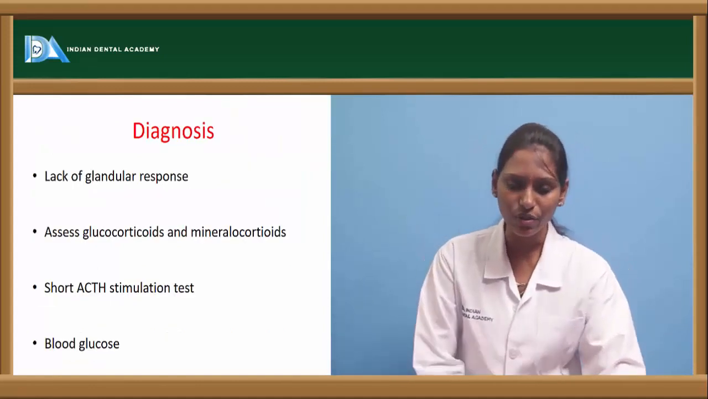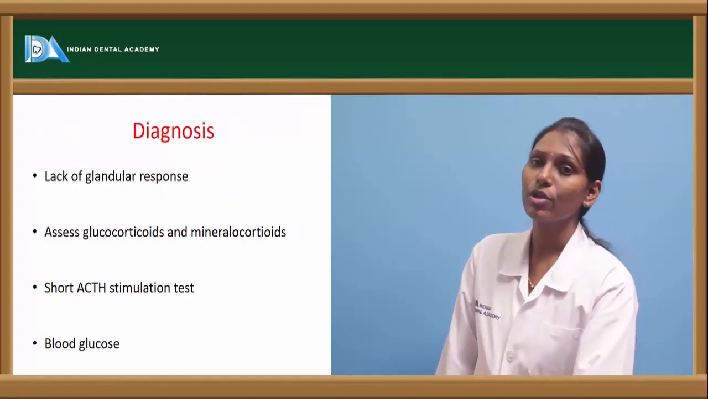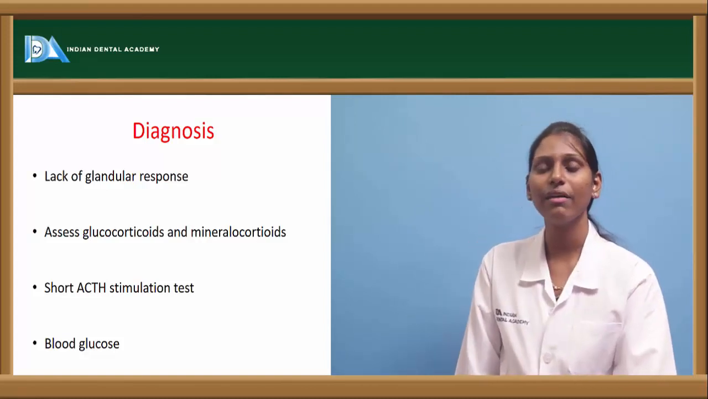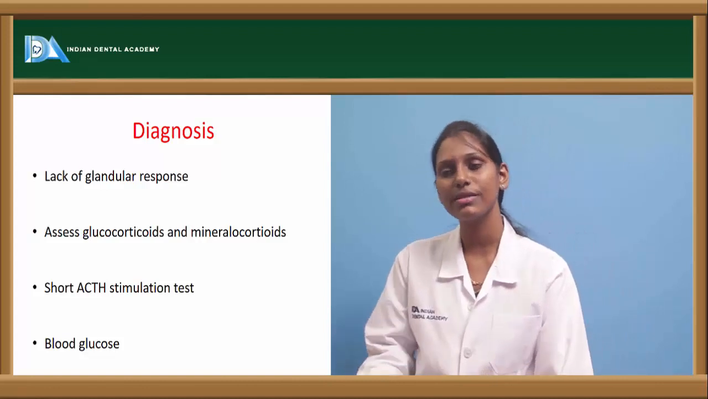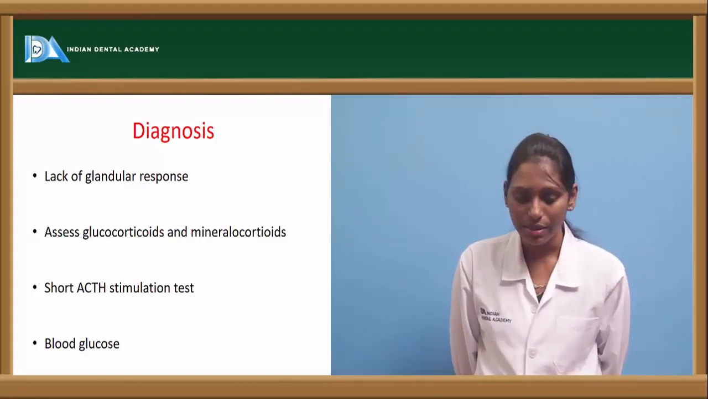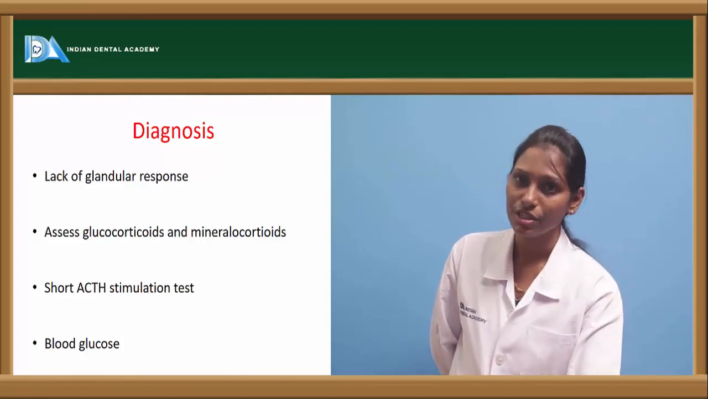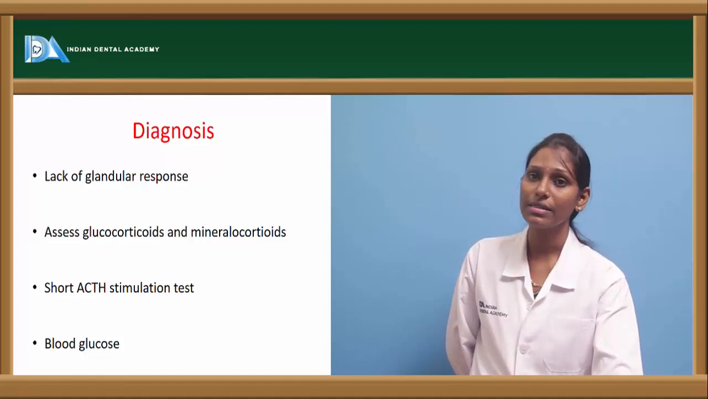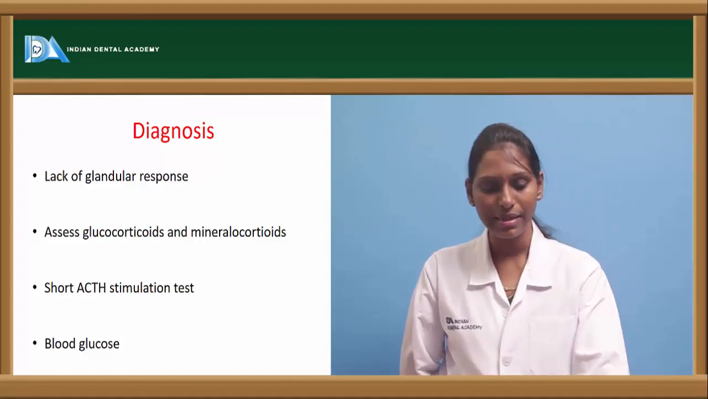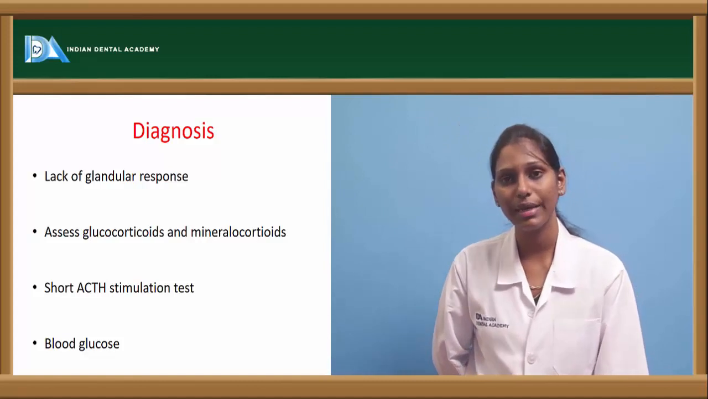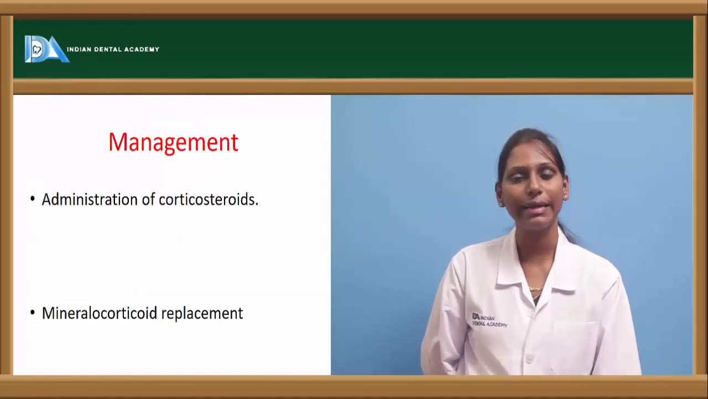Coming to the diagnosis of Addison's disease, this is because of lack of glandular response. To diagnose them, we have to assess glucocorticoids and mineralocorticoids. For this, we do the short ACTH stimulation test. Blood glucose will also be helpful. The insulin tolerance test is also helpful in these cases, and we have the short cosyntropin test, which is also helpful for diagnosing Addison's disease.